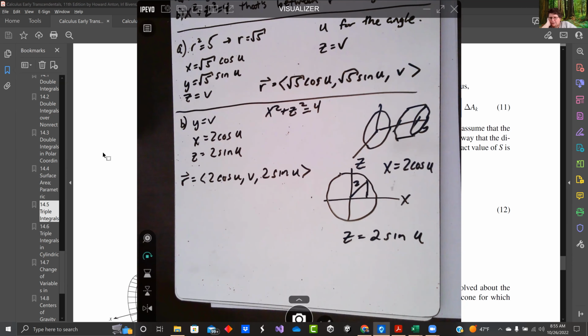If I use the perimeter times the length in the y direction, which is 2, that gave me 8 pi. Is that going to be the answer? It should be 8 pi, right? Yeah. But here, we weren't doing the integrals, we were just practicing doing parameters.